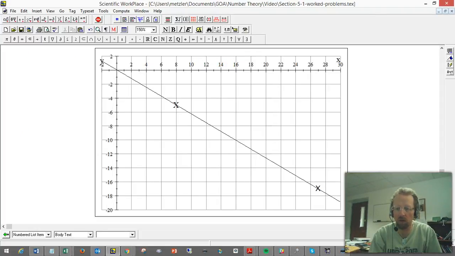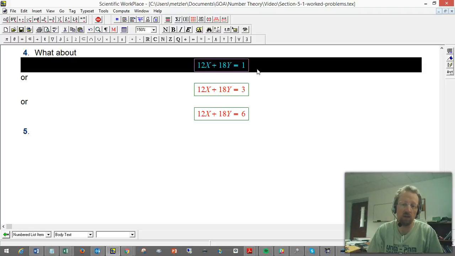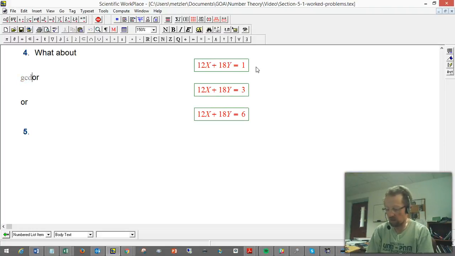Okay, so now, to finish up this video, I don't want to make it too long. What about this equation? All I did was I changed the 19 to an 18. Very minor change, seemingly. Is this going to have solutions? Okay, well, that gets at something I was just saying. Notice that 12 and 18, very different pair of integers from 12 and 19. 12 and 18 have a common factor. Okay, so since the GCD of 12 and 18 is 6, that's not equal to 1.